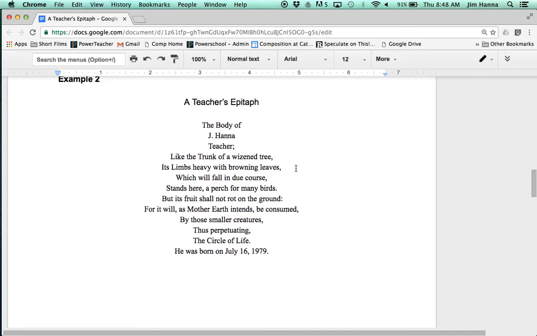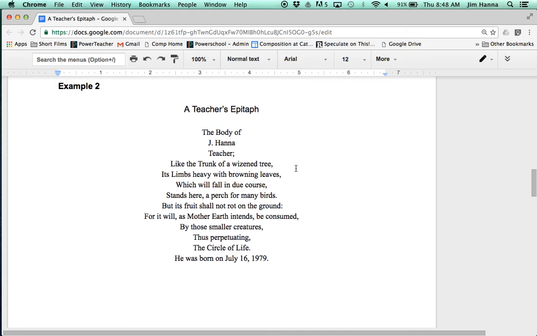So here's one I wrote. It's a teacher's epitaph, all right? So the body of J. Hannah, teacher, right? Okay, that is my role. Like the trunk of a wizened tree, its limbs heavy with browning leaves, which will fall in due course, stands here a perch for many birds, but its fruit shall not rot on the ground, for it will, as Mother Earth intends, be consumed by those smaller creatures, thus perpetuating the circle of life. Okay, and then of course I have my birthday down there, so you can see just how old I really am.